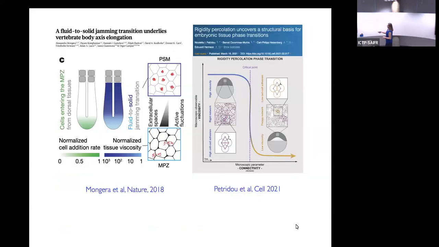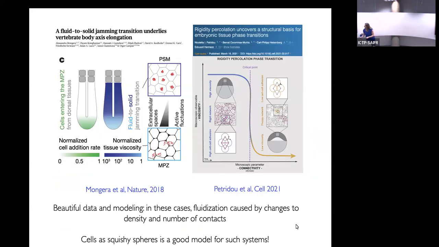Okay, so these examples are the first type of transition, where you change the density. If you're trying to think about a physical model for those systems, modeling them as squishy spheres works really well, because the squishy spheres get the change in density right. Okay, so we need a model for this other type of transition.